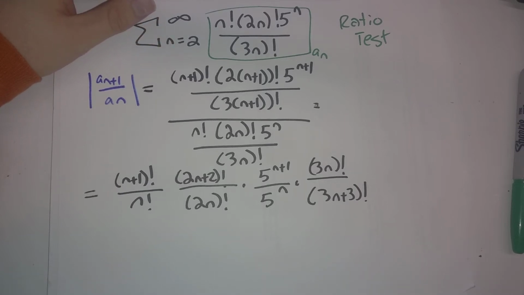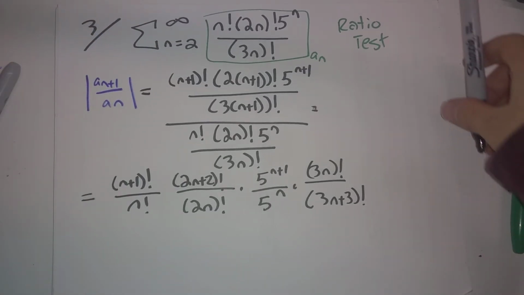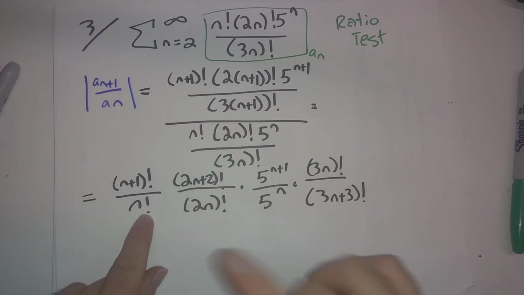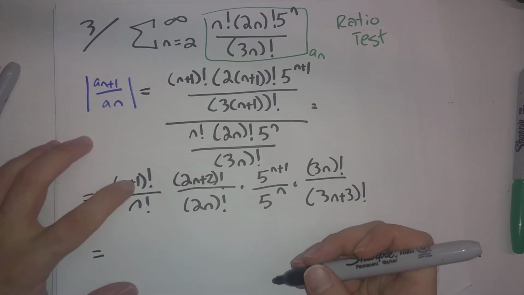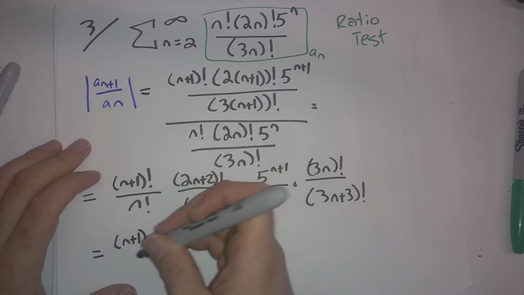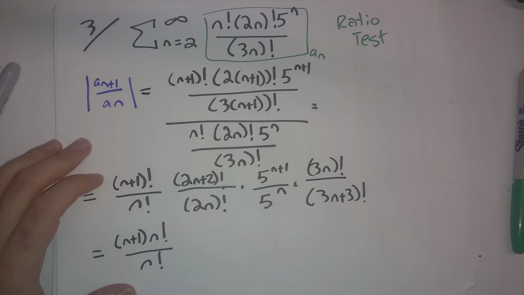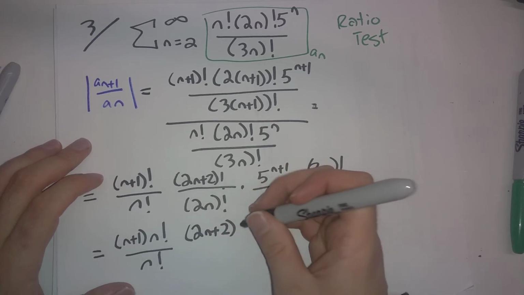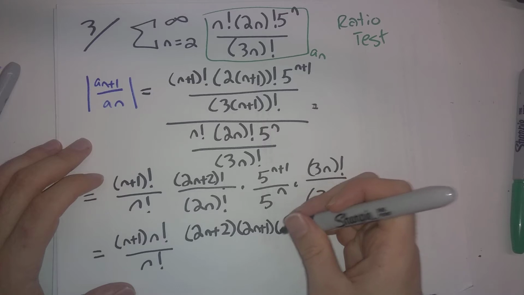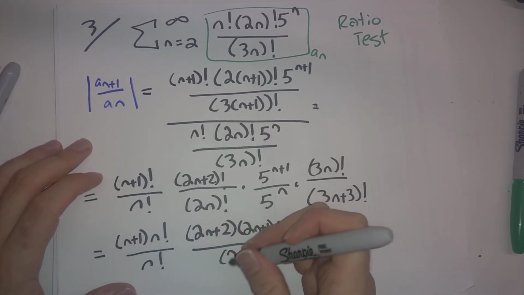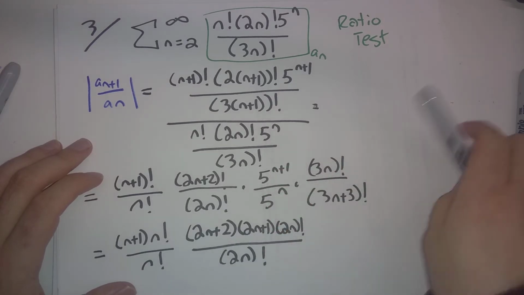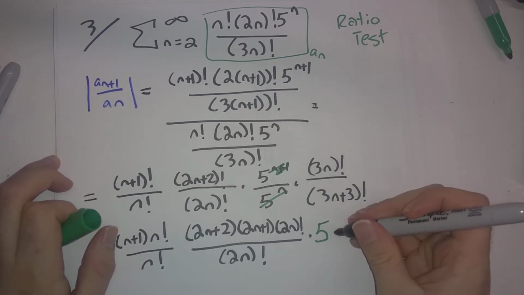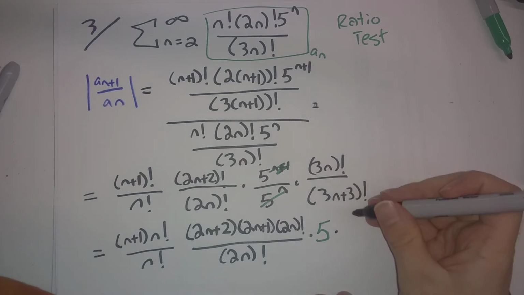Okay, so I have to simplify this as much as I can. The key trick here is that for each of these factorials, I can rewrite them in terms of the other factorial. What do I mean by that? (n plus 1) factorial, I can rewrite as (n plus 1) times n factorial. And so now I'm going to be able to cancel out those n factorials. (2n plus 2) factorial, I can spin off factors of (2n plus 2) times (2n plus 1), all of that times (2n) factorial. 5 to the n plus 1 divided by 5 to the n, those cancel and we're just left with times 5. So that's real nice.